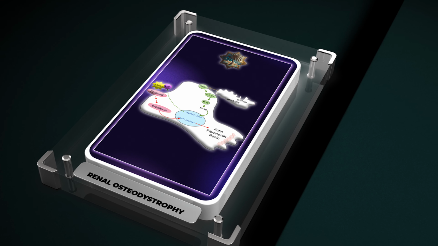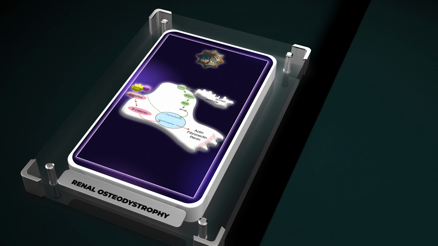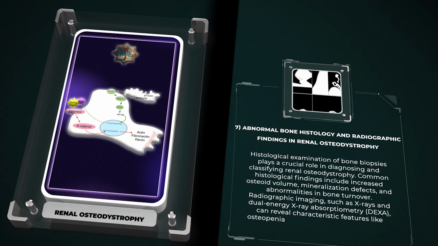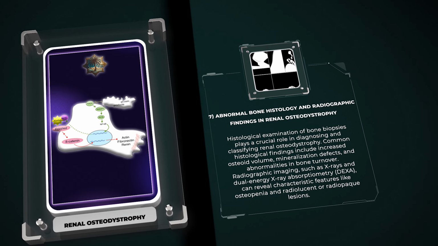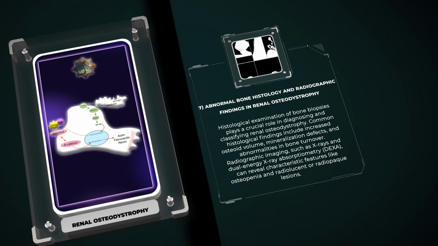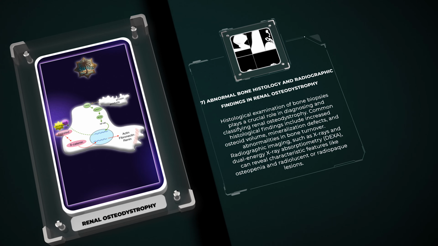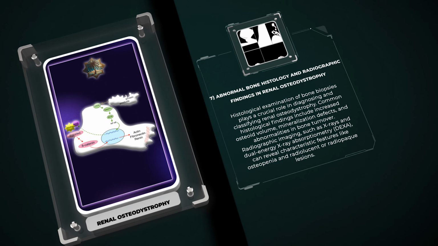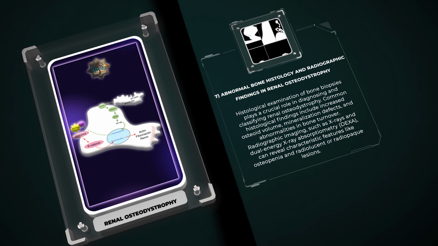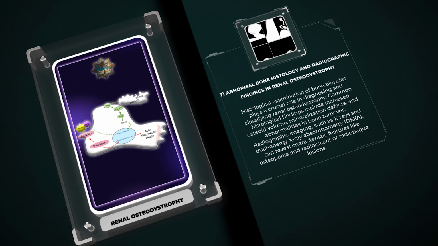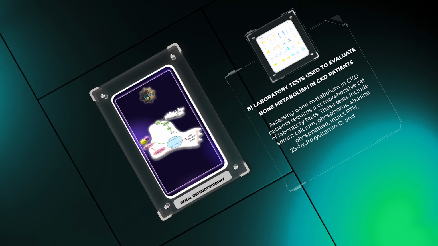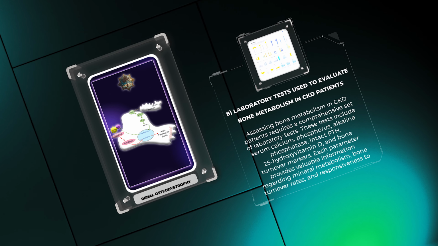Histological examination of bone biopsies plays a crucial role in diagnosing and classifying renal osteodystrophy. Common histological findings include increased osteoid volume, mineralization defects, and abnormalities in bone turnover. Radiographic imaging, such as X-rays and dual-energy X-ray absorptiometry, DEXA, can reveal characteristic features like osteopenia and radiolucent or radiopaque lesions. Assessing bone metabolism in CKD patients requires a comprehensive set of laboratory tests.